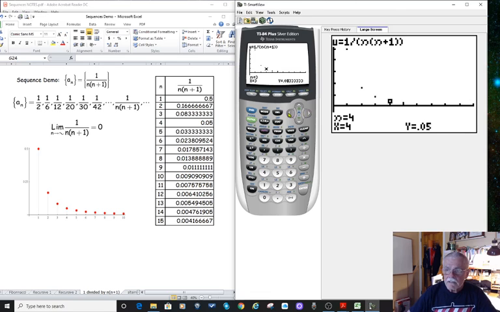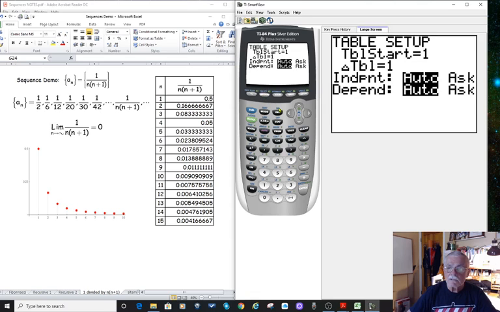Okay, now you can also create a table. So we're going to go to a place called table set, which is right up here in blue. So second, table set, table start. We're starting at n equals 1. That's our variable. And we're going up in steps of 1. So we're going in as 1, 2, 3, 4, 5. So that sets up our little table.